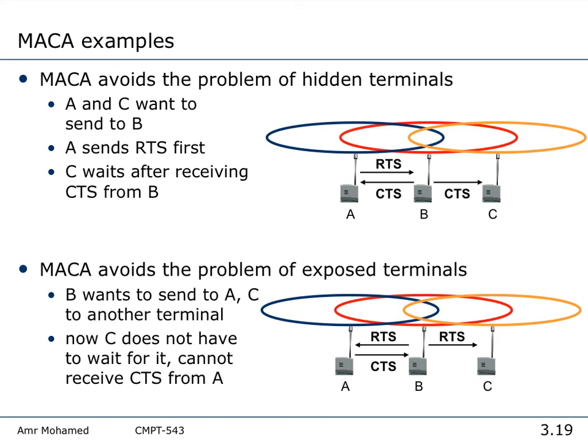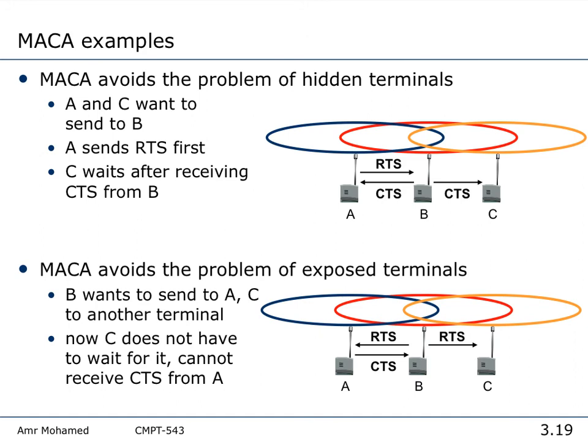But C, on hearing RTS from B, it should give a priority to B, no? Because it has received a request from B. Right, but it knows in RTS, there is the destination. It includes the destination, which in that case is A.